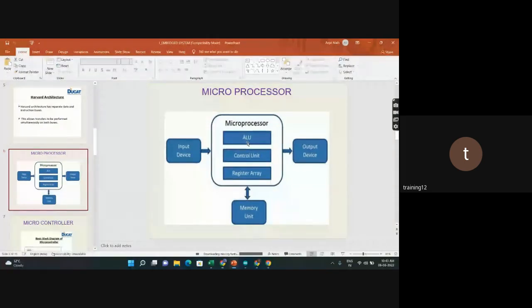Then of course there is a control unit, which can be considered as the brain of the system, which controls the entire operation of the microprocessor. So it synchronizes all internal operations. So clear?